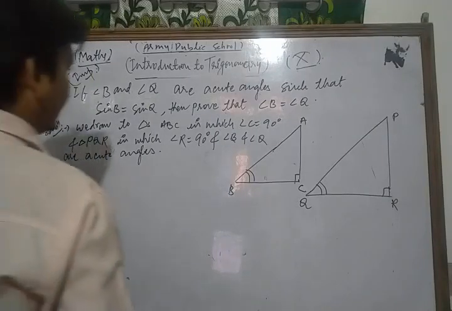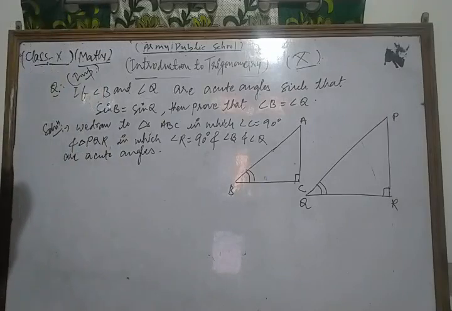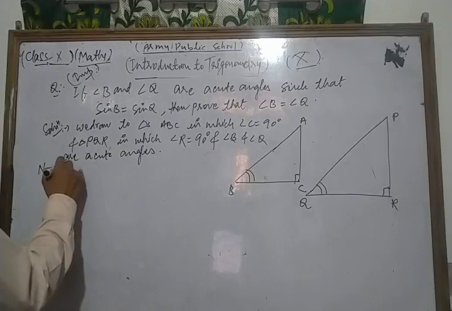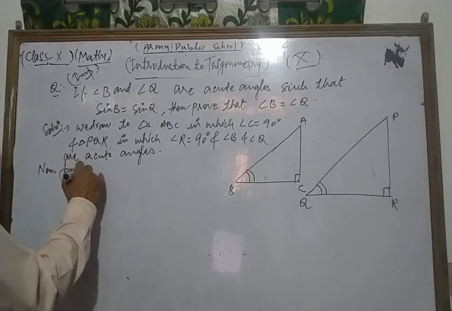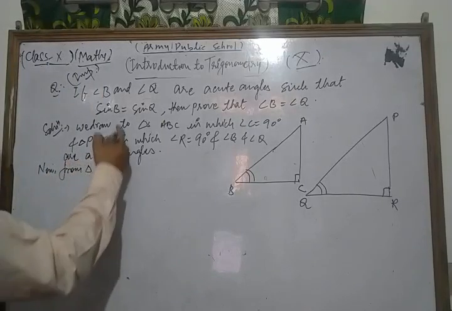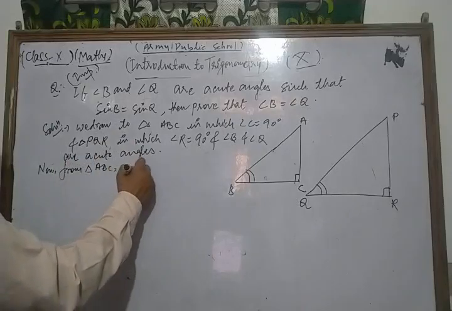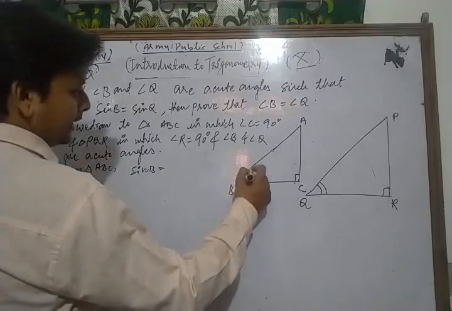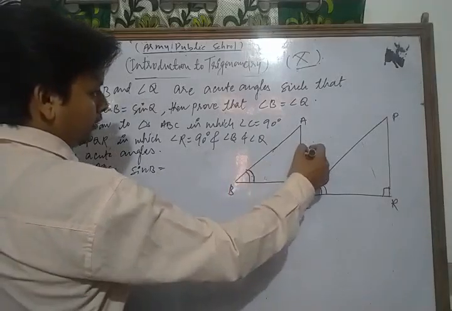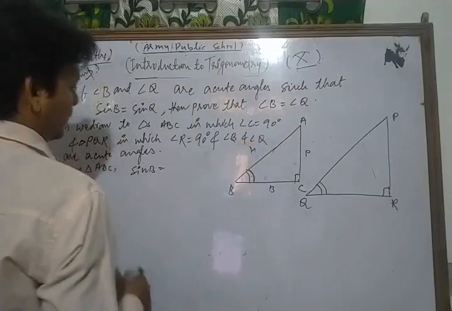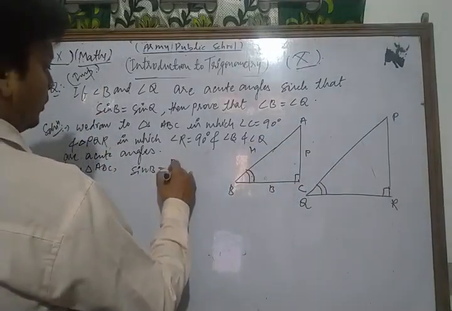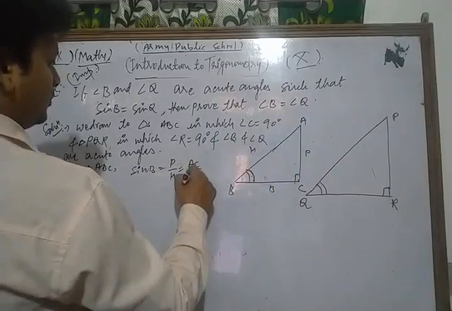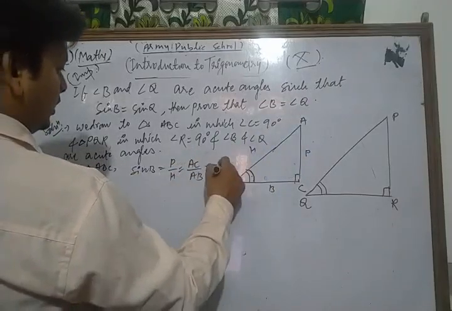Now we find sine of angle B and sine of angle Q. From triangle ABC we find sine of angle B. Sine of angle B is what? Sine theta, you know, we measure that angle. So this is your perpendicular, this is your base, this is your hypotenuse. So sine of B is perpendicular upon hypotenuse, means AC upon AB. Take equation number 1.